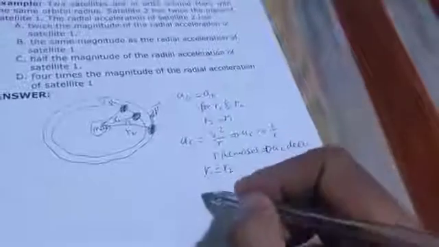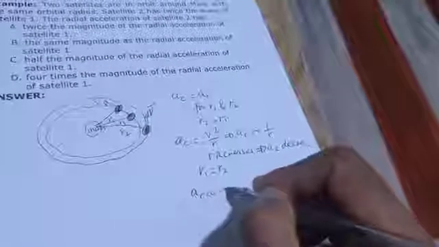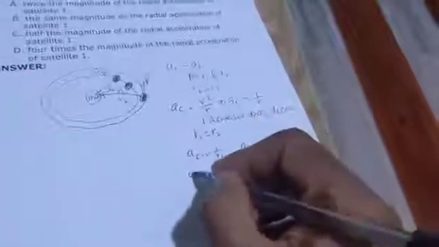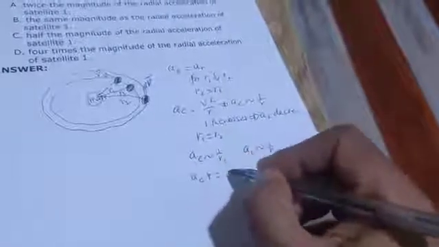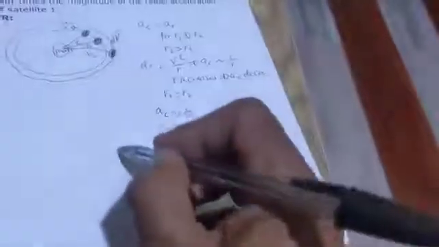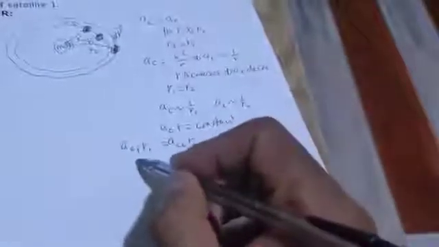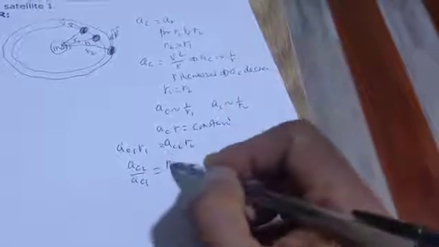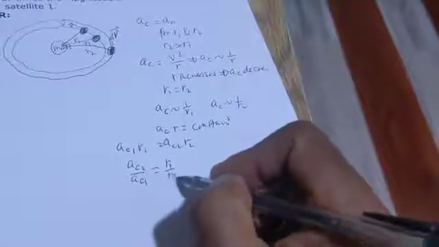So, since they are just moving in the same orbital path, the magnitude of the radial acceleration is such that AC is proportional to 1 over R1 and AC is proportional to 1 over R2, or you can write AC R is equal to constant. Since they are constant, AC1 R1 is equal to AC2 R2. Then you can take here that AC2 over AC1 is equal to R1 over R2.